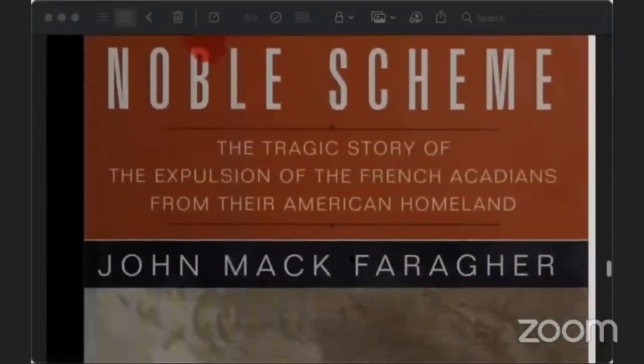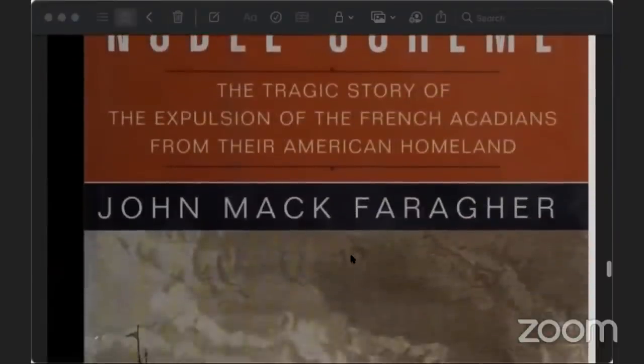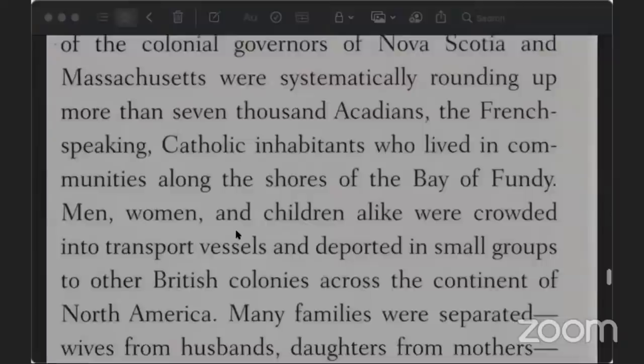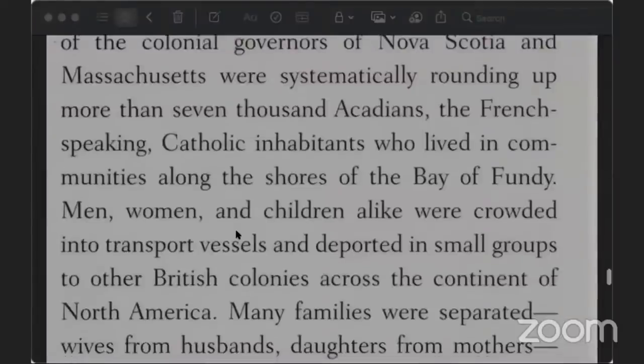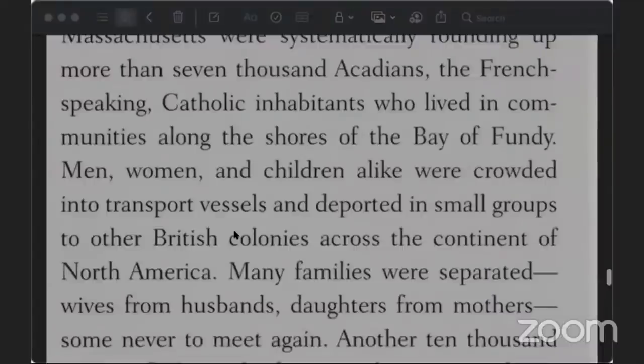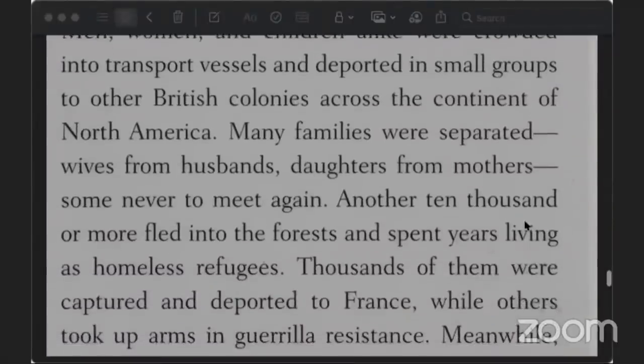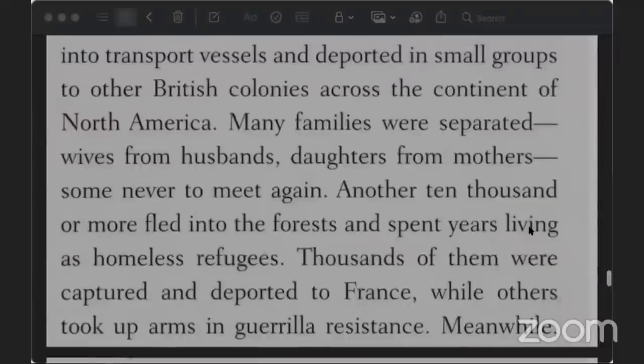The great and noble scheme, the tragic story of the expulsion of the French Acadians from their American homeland by John MacFarger. Men, women, and children alike were crowded into transport vessels and deported in small groups to the British colonies across the continent of North America, all right? Put on ships, swarthy Acadians, swarthy French. Many families were separated, wives from husbands, daughters from mothers, some never to meet again. 10,000 or more fled into the forest and spent years living as homeless refugees. The forest, who were they living with, huh?